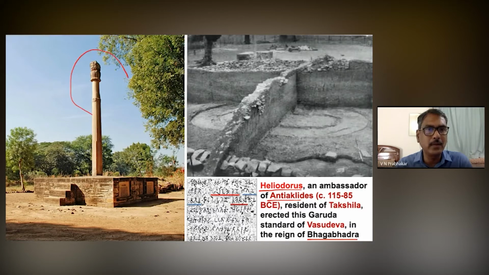It is known as a Garuda pillar. The Garuda is missing at the top, but it is known as the Garuda pillar. He names himself in the inscription, and excavation carried out adjacent to this pillar has brought to light an apsidal structure. You can see the apsidal plan here. It was found very close to this Garuda pillar, and again it's a clear indication of the temple of Vasudeva, because the inscription mentions the temple of Vasudeva.